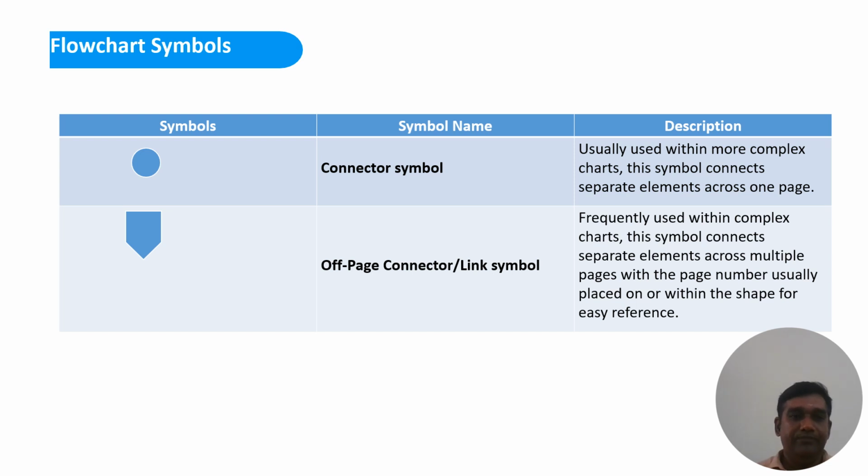And we have a connector symbol which is used for connecting flowcharts across two different pages, or when it may be extended up to the next page. This is also an off-page connector or a link symbol which is used to connect the flowchart across multiple pages. It is usually represented by using the page number.